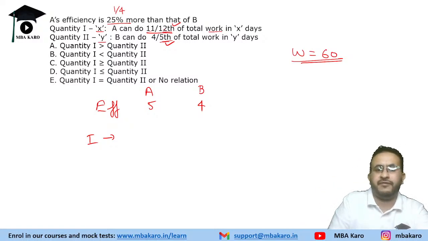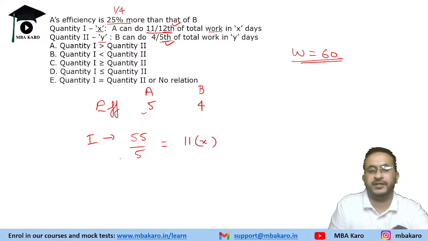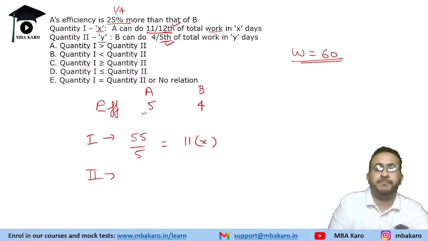So A can do 11 by 12. So first कह रहा है A can do 55 units in X days. A की efficiency कितनी है? 5 है. So that means X is equal to 11. X 11 आ गया. Now second statement कह रहा है B can do 4/5 of the total work. So total work is 60. इसका 4/5 आ गया 48.